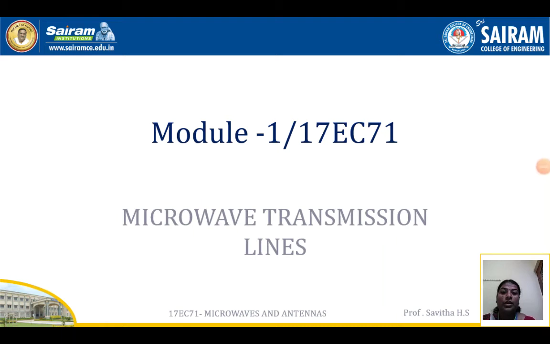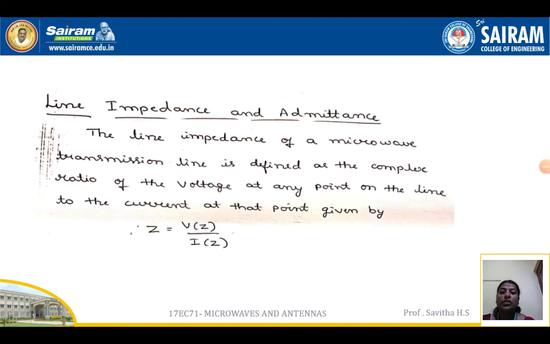Microwave transmission lines. In this next parameter, we are going to study line impedance and admittance. Already we know what impedance and admittance are. Impedance is Z and admittance is Y. Impedance we have taken as R plus j omega L, and admittance as G plus j omega C. Here, what we are now going to study is line impedance and admittance.